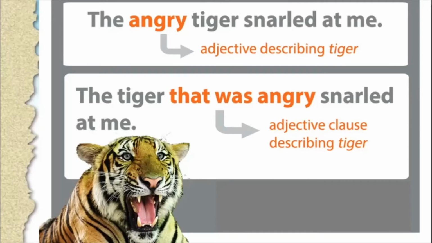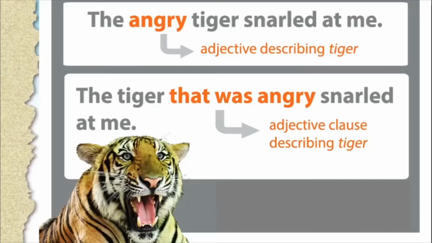clause and vice versa. So the angry tiger snarled at me. Just now I told you, the blue car belonged to Ethel. So there blue was the adjective. Here see, the angry tiger snarled at me. So which tiger? The tiger who was quiet? The tiger who was happy? The tiger who was hungry? No. The angry tiger. So angry is the adjective which is describing the tiger here.